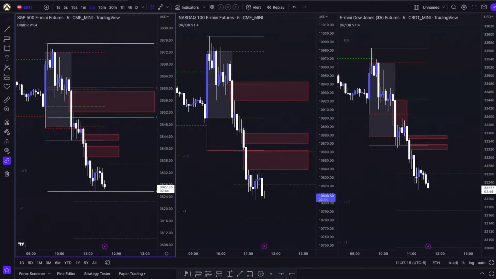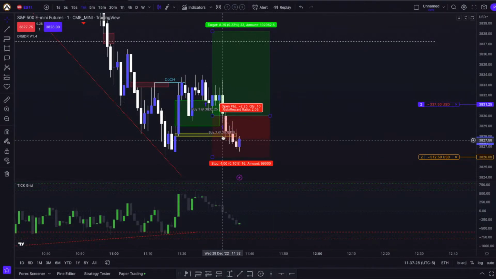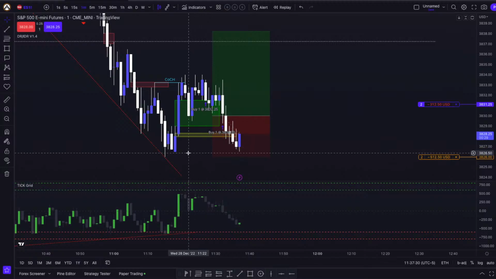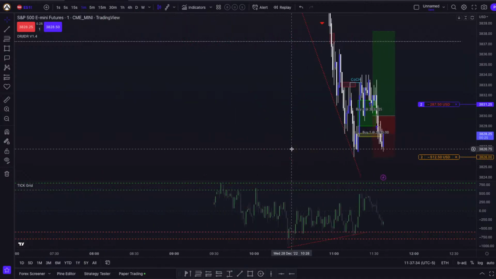And right now it looks like we are sort of going sideways right here at our low. Low of the day currently has to be said as well. So right now, as of the second we're speaking, price action is at its current low of the day. This is the current low of the day for the S&P 500.